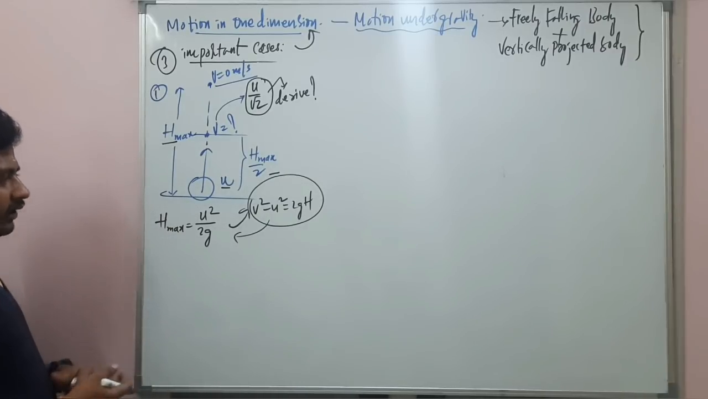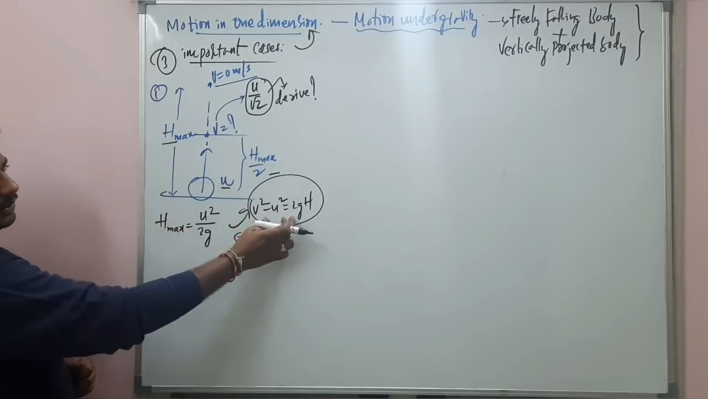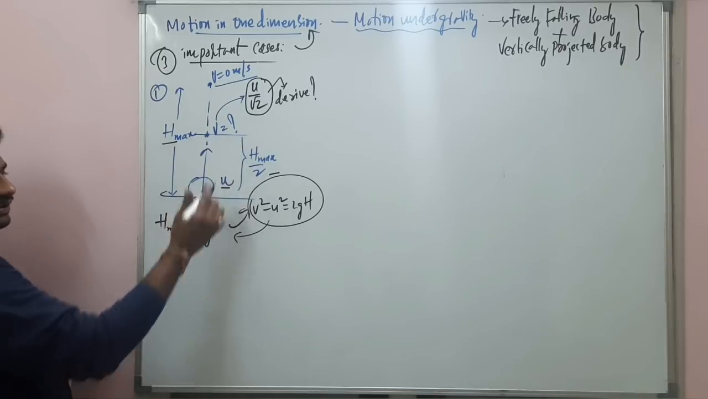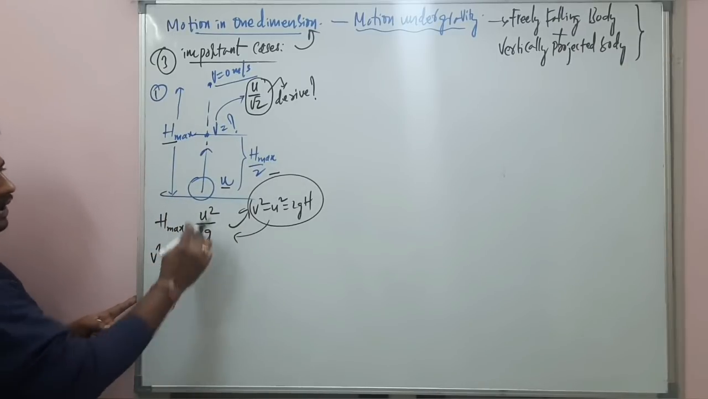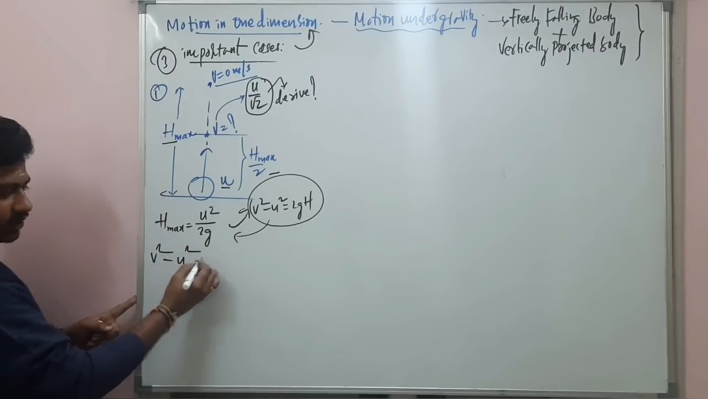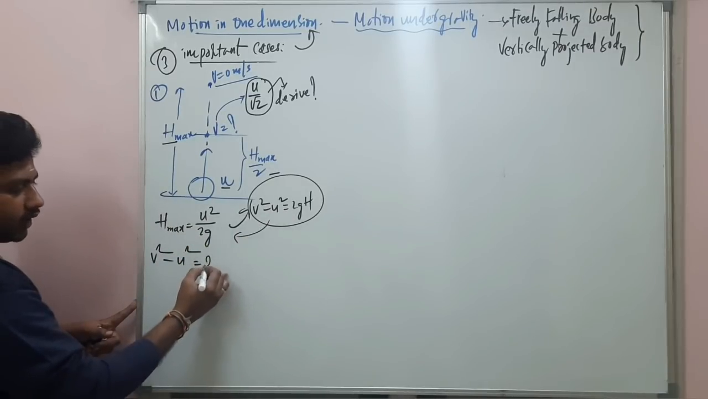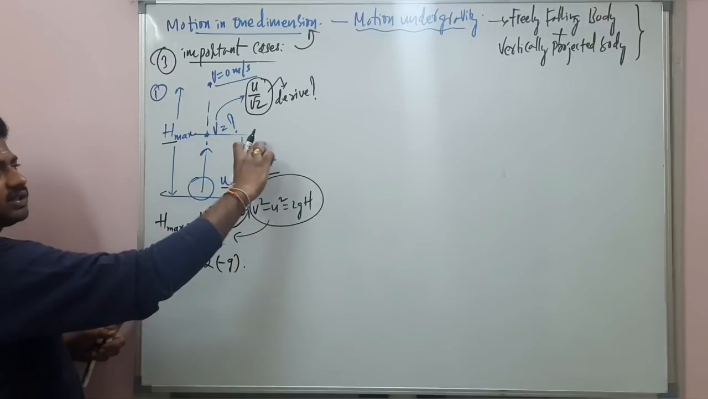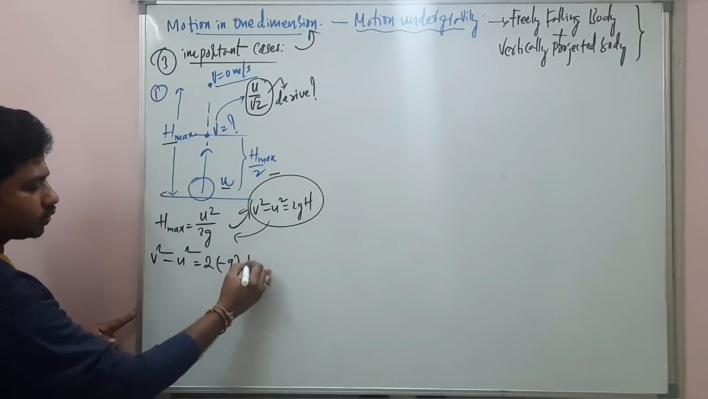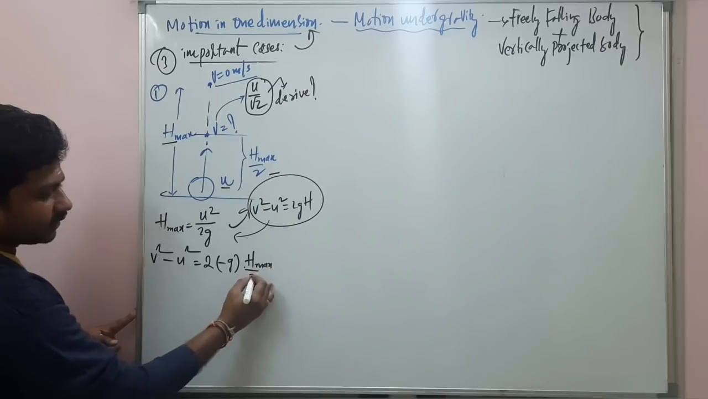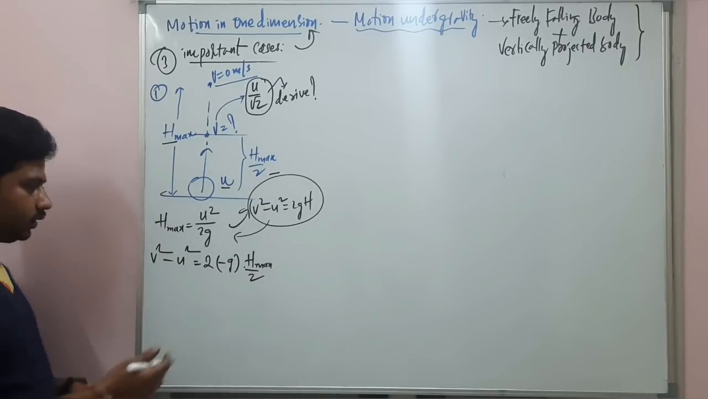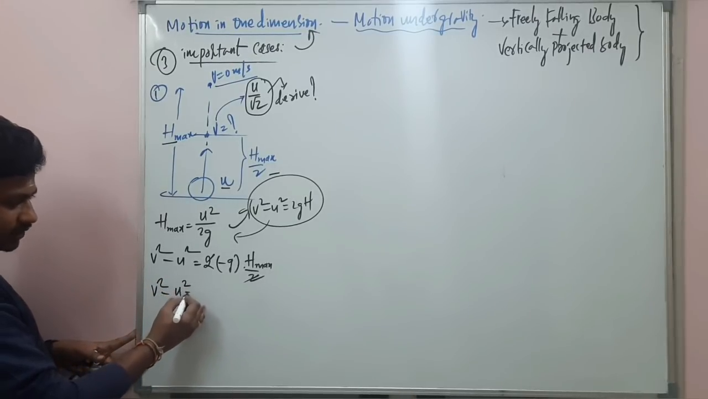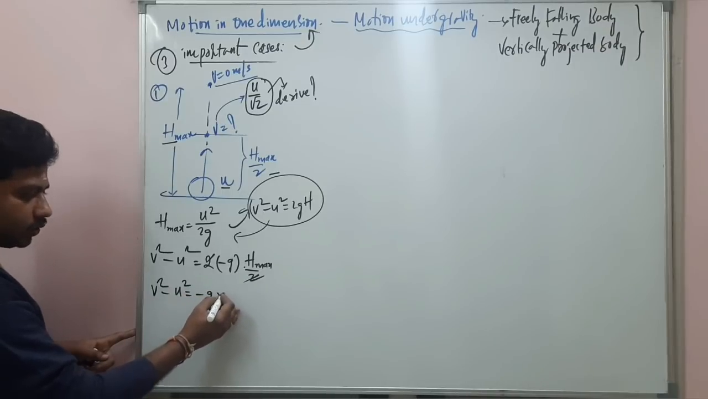Now, carefully look at the situation. Let us apply the similar formula for this half. What is the final velocity at this point? v square minus initial velocity u square is equal to 2 into minus g into h. What is this h here? This h is h maximum by 2. Understand? So that is h maximum divided by 2, my dear students. So this 2 cancels. So v square minus u square is equal to minus g into h maximum.